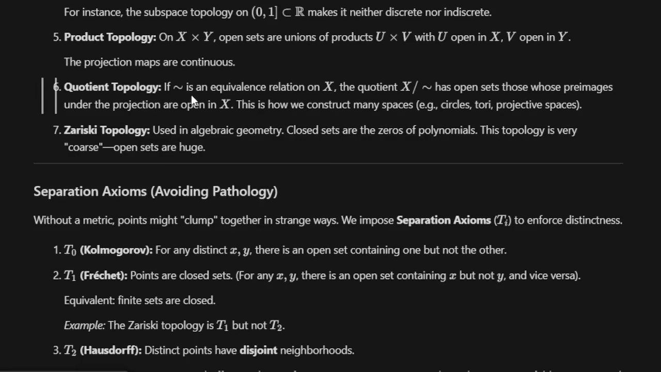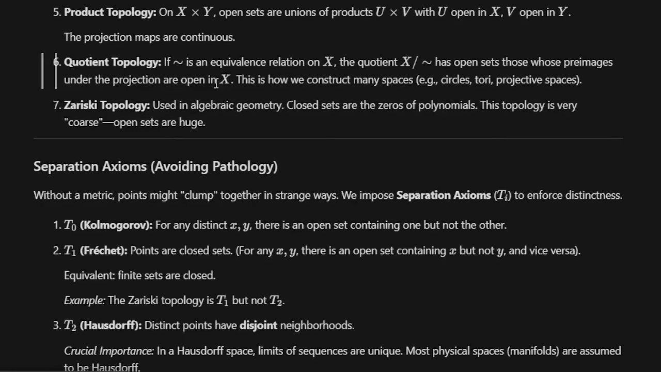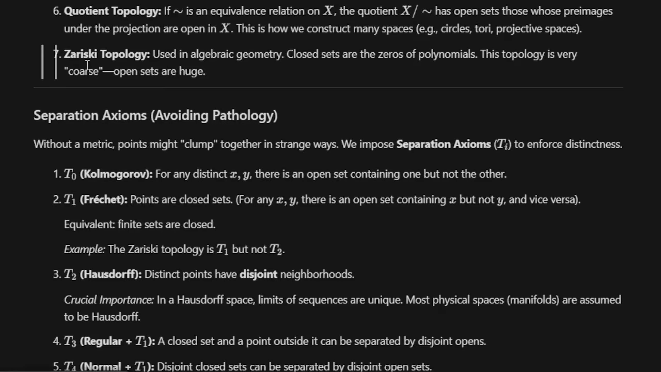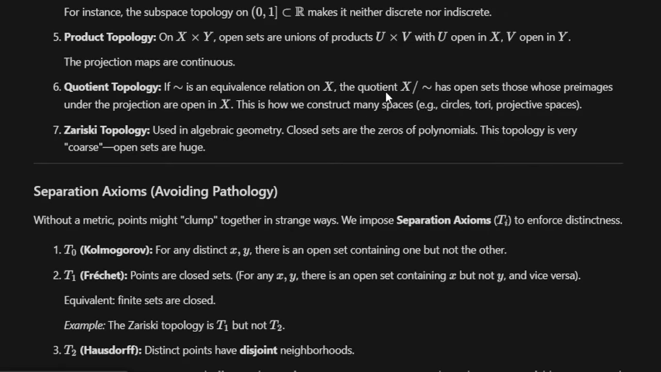Quotient topology: if we have an equivalence relation on X, the open sets of the quotient are those whose preimages under the projection are open in X. This is how we construct a lot of spaces, like circles, tori, and projective spaces. All of this comes from the quotient topology. There's another one called the Zariski topology. I think we mentioned this in chapter 1 of the continuum analysis.